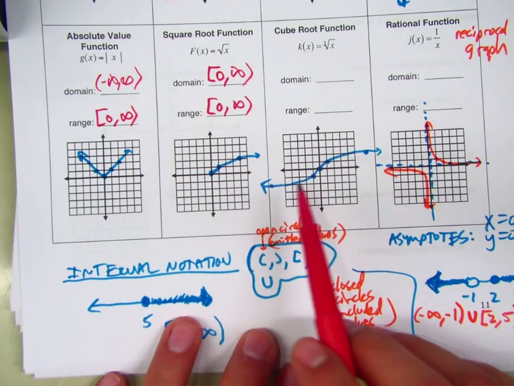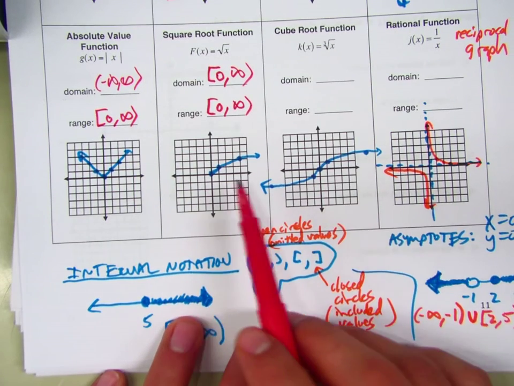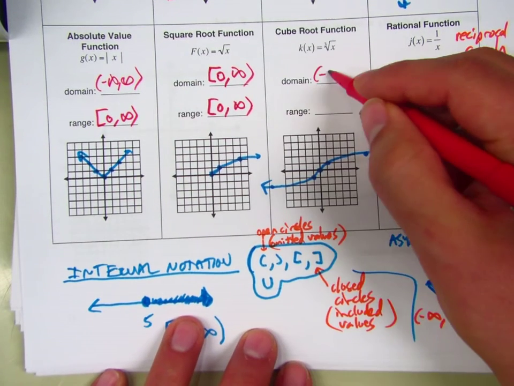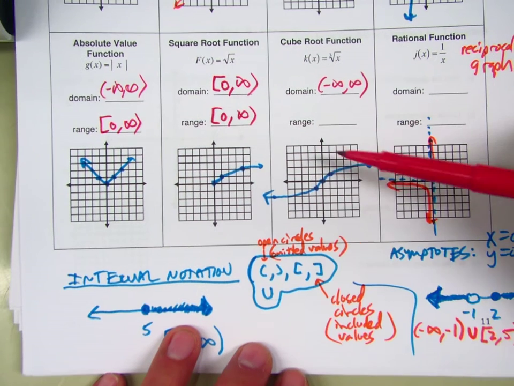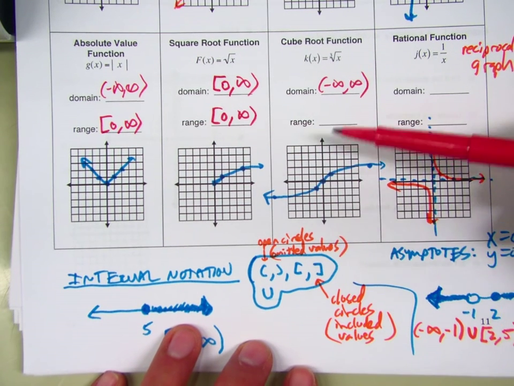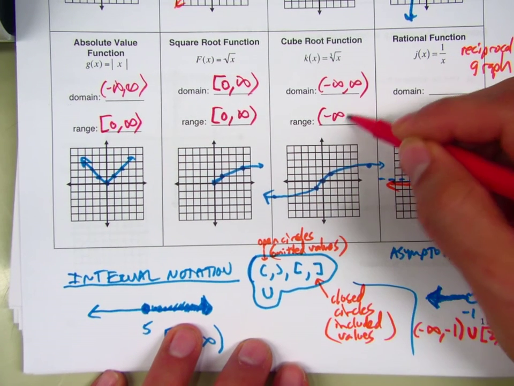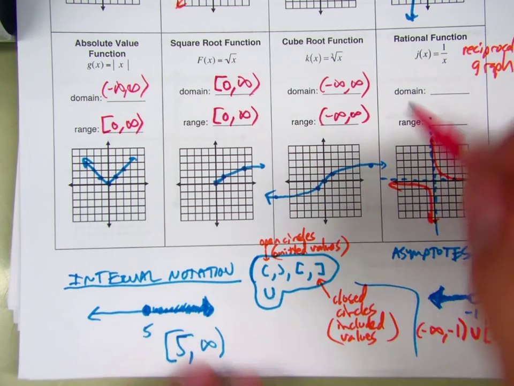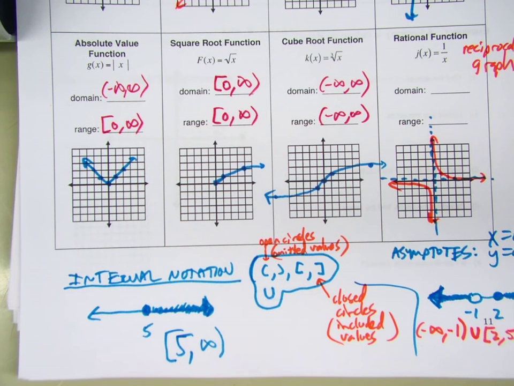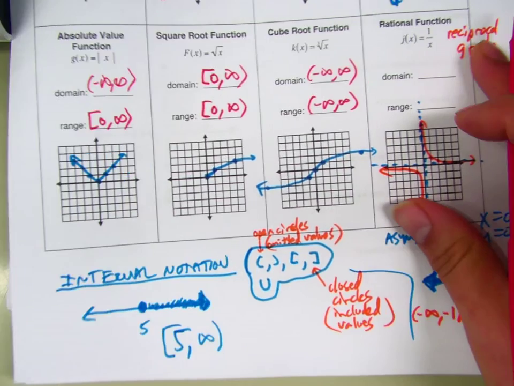Domain for the cube root. From left to right, I'm hitting every value, so all real numbers again. And from the bottom up, I'm also hitting every value. There's no stopping or separation there. Okay? This is the one now that's a little tricky.